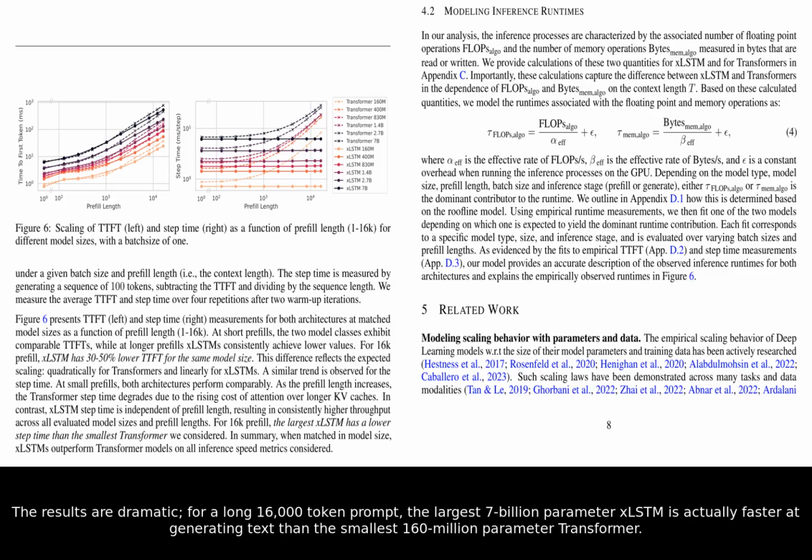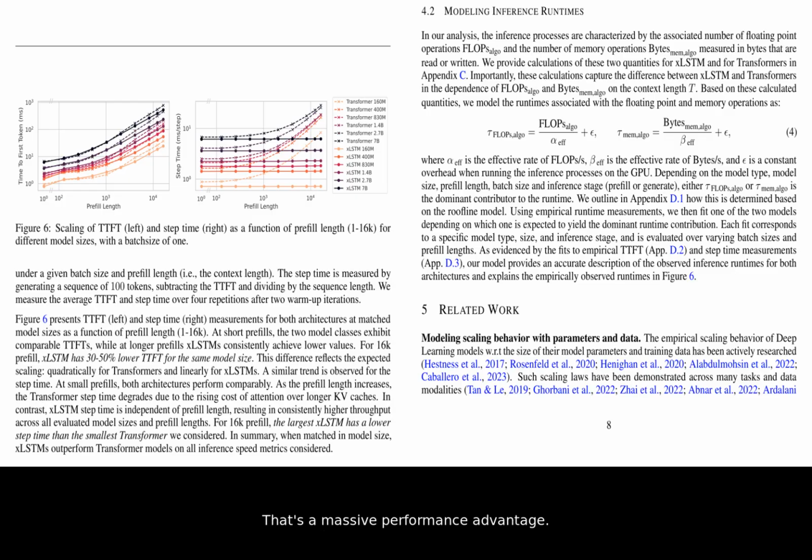The results are dramatic. For a long 16,000 token prompt, the largest 7 billion parameter xLSTM is actually faster at generating text than the smallest 160 million parameter transformer. That's a massive performance advantage. This is the linear versus quadratic complexity in action.